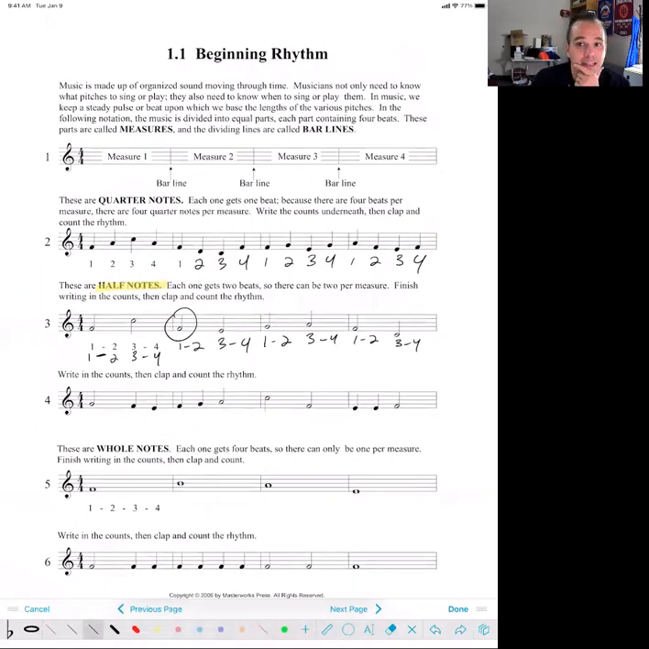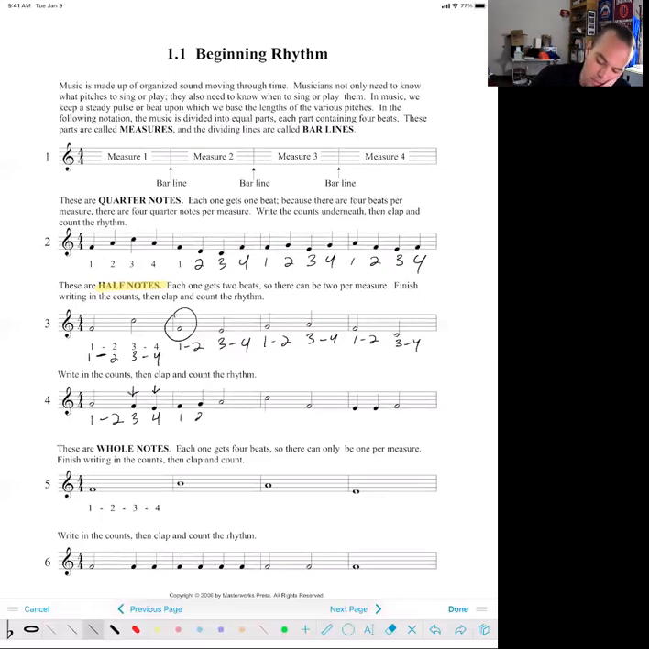Now number 4 here, they're asking us to write in the counts, and then we can clap it. I'll do that for you here in just a second. Anytime we have a half note, we need to have 2 beats connected with a dash. Anytime we have a quarter note, we just have the 1 beat. So follow with me. We start with a half note, so I'm going to do 1-2. Now I'm on beat 3, so I'm going to do 3, 4. I don't put a dash there because that's 2 separate notes, a quarter note and a quarter note. So it's 1-2, but then just 3, 4.